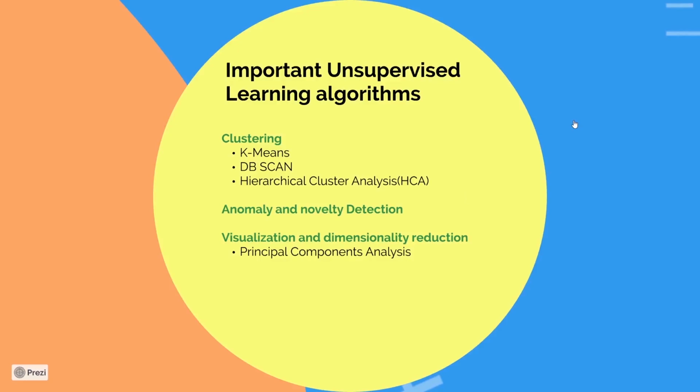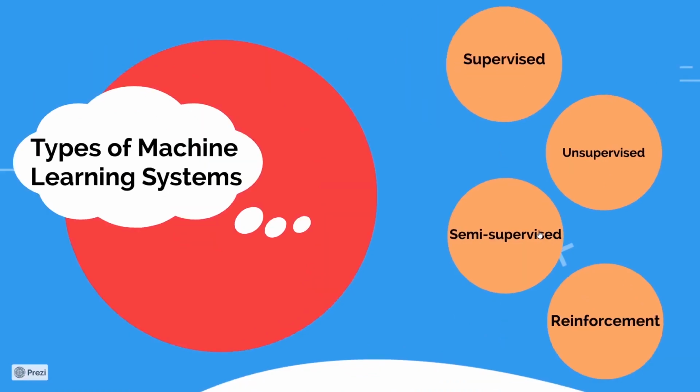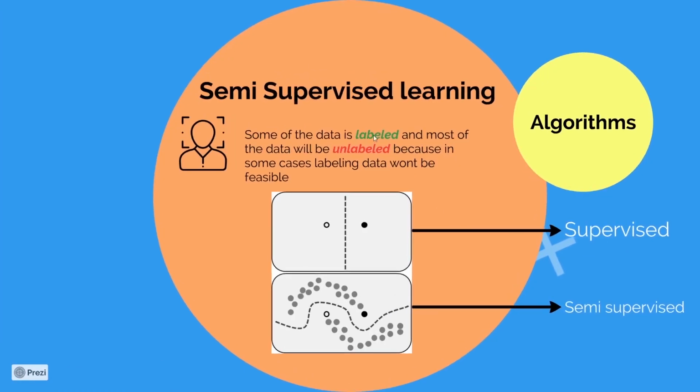Let us move towards our third machine learning system, that is semi-supervised learning. So in this, we have some data that is labeled and most of the data is unlabeled. Let me explain by giving an example. Like in Google Photos, we have photos of a person. When you tag a person in that picture, all the remaining photos of that person get tagged and get filtered out for your ease of usage. So the idea behind that is semi-supervised learning.